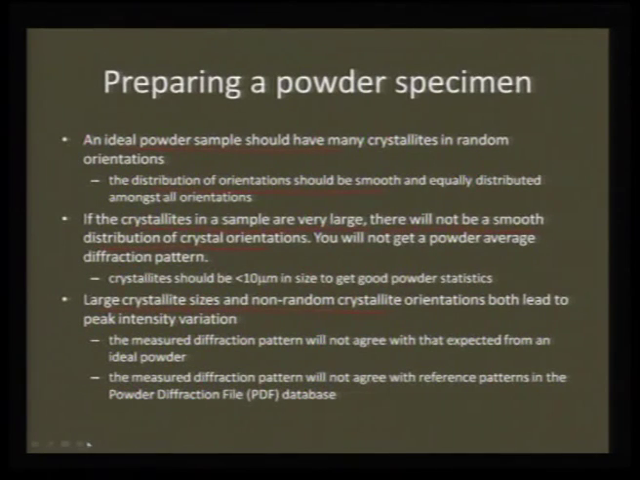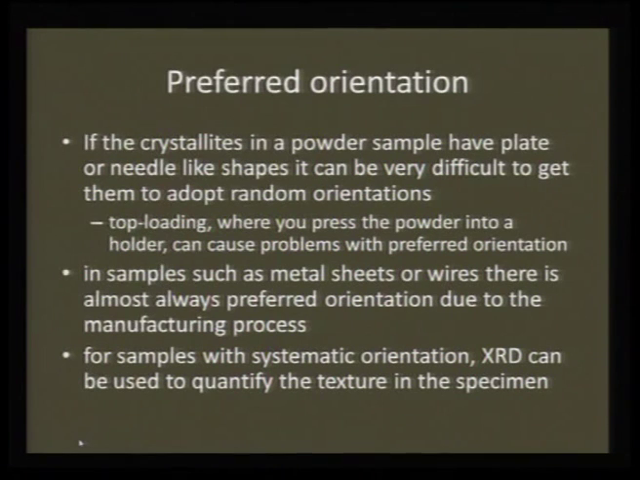So, we need to be very careful about how we orient the sample, how we prepare the sample. If the crystallites in the powder sample have plate or needle shape, for example, if those are the morphology, then you are sure to get a very confusing X-ray pattern, and it can be very difficult to get them to adopt random orientations. So, you need to look for a top loading where you can press the powder into a holder and somehow try to make a very continuous spread, so that you do not miss out on the reflection. So, when we have particles with different morphology, it becomes increasingly important how you prepare the sample.